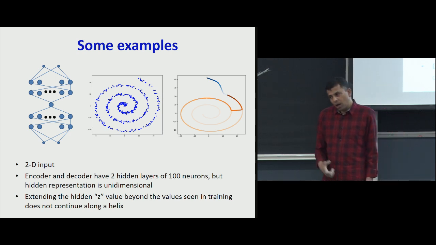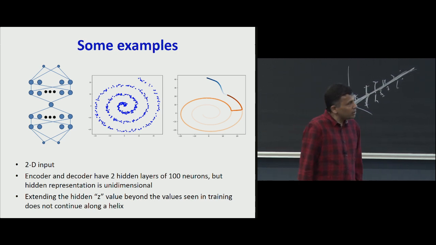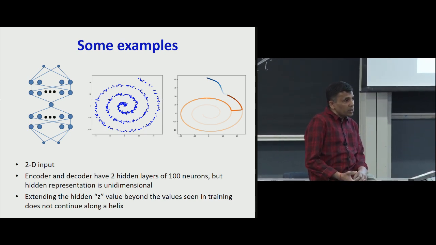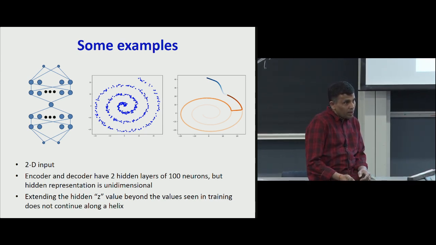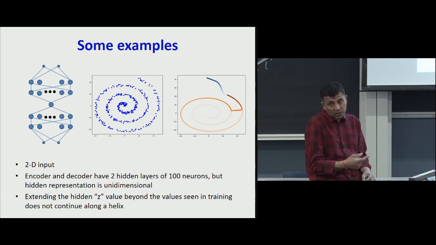Now, what is the underlying nonlinear manifold? It's actually the spiral. And so here, in this particular example, we've got two hidden layers of 100 neurons each in the decoder and also in the encoder. The decoder ideally would be reconstructing a spiral. There's only one degree of variation, which is the position along the spiral, right? Which means that I need only one hidden neuron. That hidden neuron's output must give you the location on the spiral, and if I pass it through the rest of it, the decoder must reconstruct the spiral.